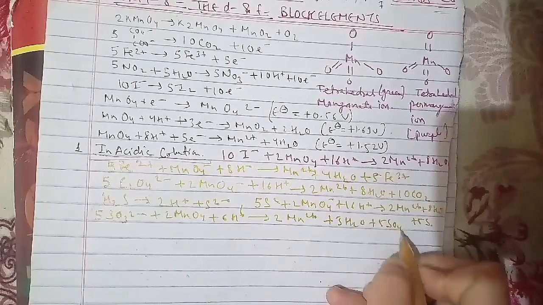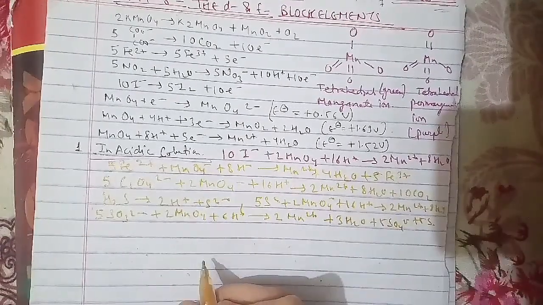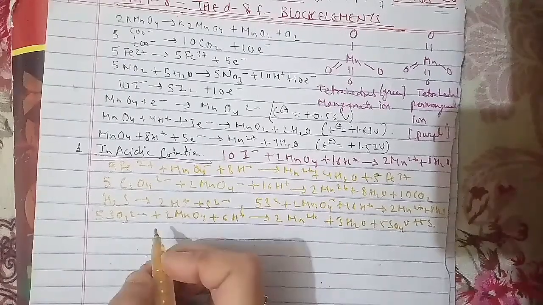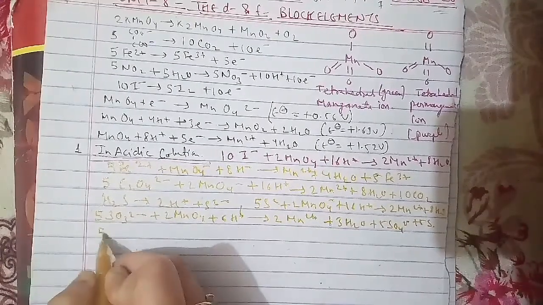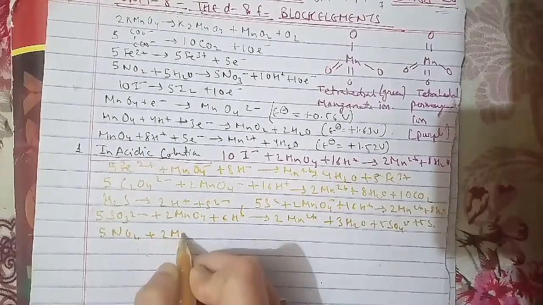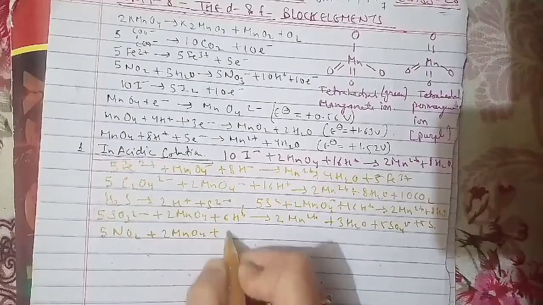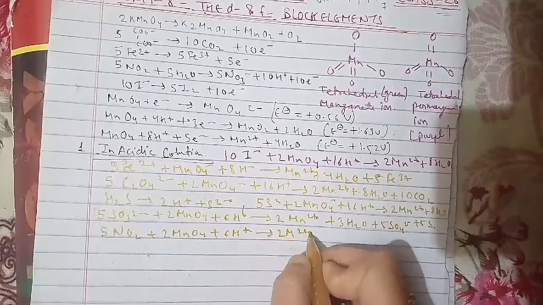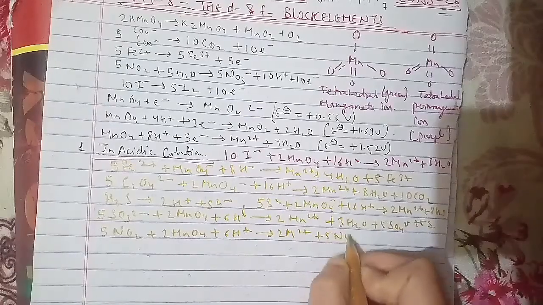This is your sulfate. Another is nitrite, which is oxidized to nitrate. Then it is 5 NO2 minus plus 2 MnO4 minus plus 6 H plus will give 2 Mn 2 plus plus 5 NO3 minus plus 3 H2O here. This is your nitrate.